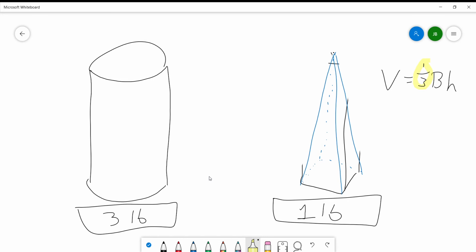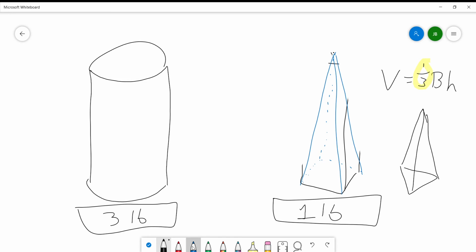For any pyramid. This also works for a triangular pyramid, a pyramid with a triangular base. It's the same. You take the triangular prism, you cut away 2/3 of it, and you're left with 1/3 of the base times the height as the volume.